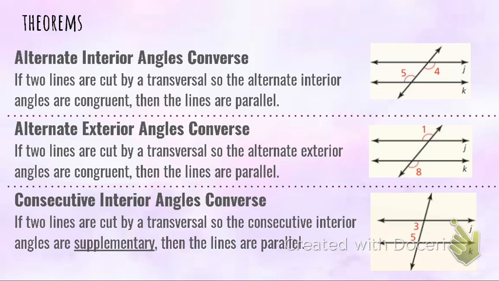Okay, so let's start talking about the first one, the alternate interior angles converse. Just like the last one, it's the reverse of the alternate interior angles theorem we learned last week. If two lines are cut by a transversal, remember, 2 lines cut by another line, so that the interior angles are congruent, then the lines are parallel. Remember, to be alternate interior, you're inside the lines, on opposite sides of the transversal. You see that's 4 and 5 in this one, and we see that they are on opposite sides.